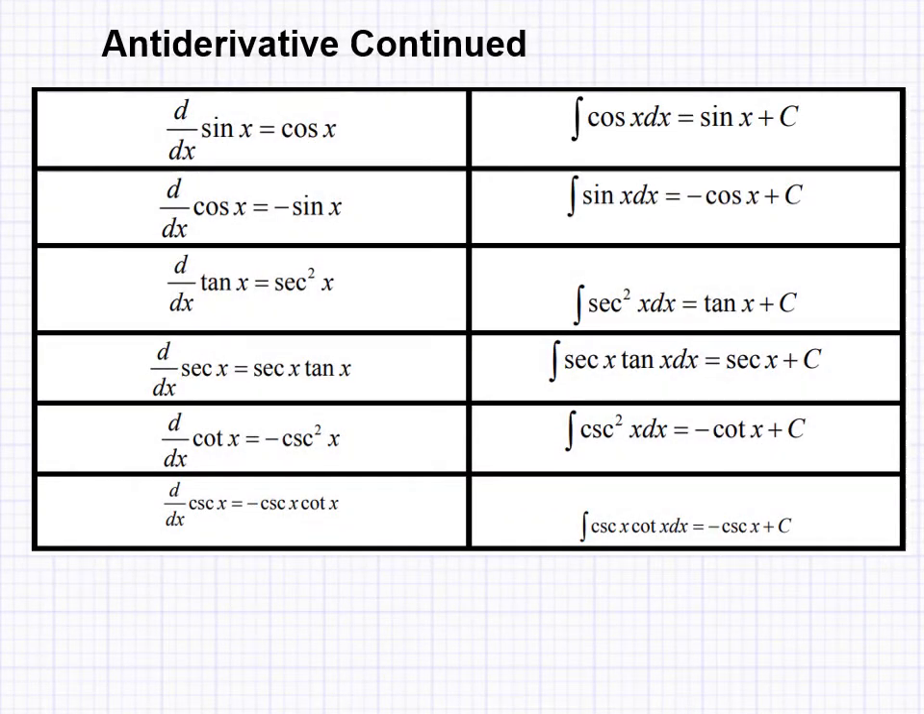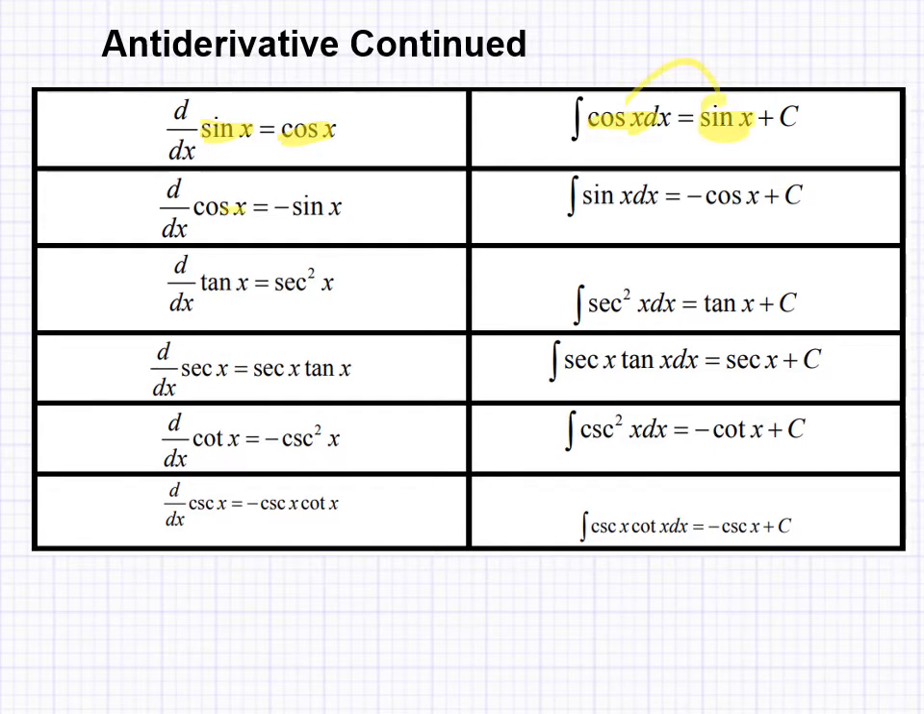Okay, here are a few more antiderivatives that just stem from knowing our basic derivative rules, and these all relate to the trigonometric functions. So what do we know? Well, what we know is that the derivative of sine x equals cosine x. Therefore, the integral of cosine x should go back to sine x.